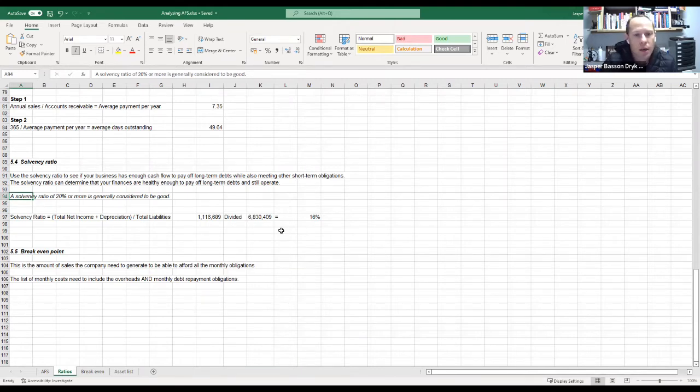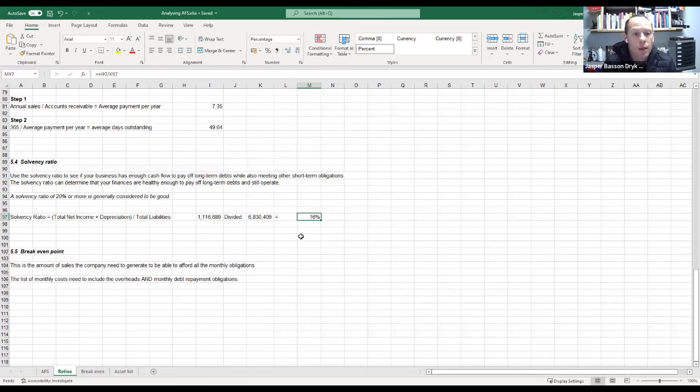In this case, this client is only on 16%, potentially because they might be growing faster than they potentially should, and it can become something that they really need to monitor and limit their risk in.